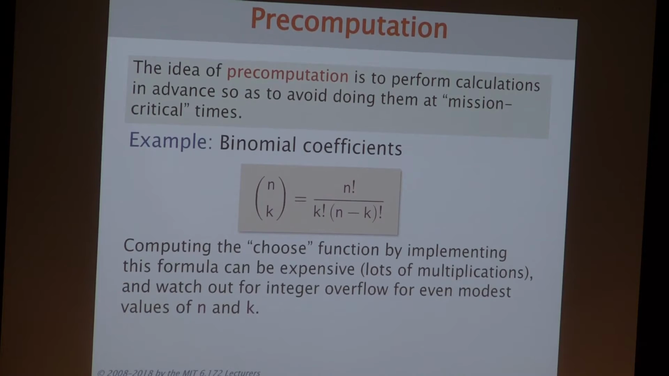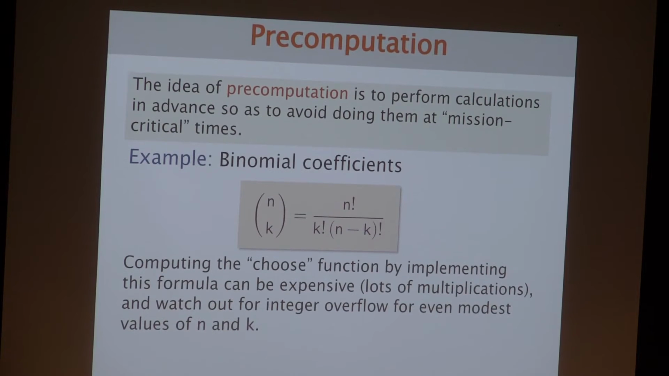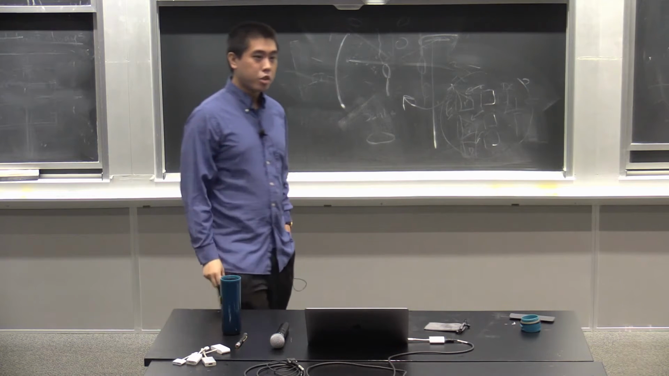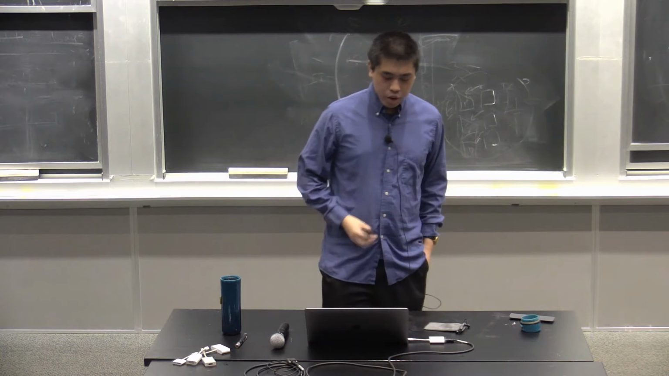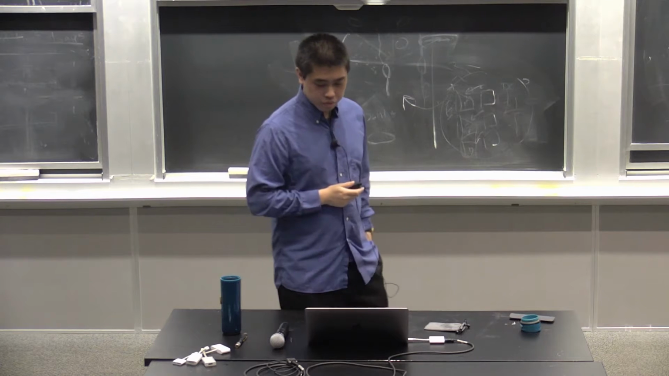Computing this choose function can actually be quite expensive because you have to do a lot of multiplications to compute the factorials, even if the final result is not that big, because you have to compute one term in the numerator and then two factorial terms in the denominator. And then you also might run into integer overflow issues because n factorial grows very fast. It grows super exponentially. It grows like n to the n, which is even faster than 2 to the n, which is exponential. So doing this computation, you have to be very careful with integer overflow issues.